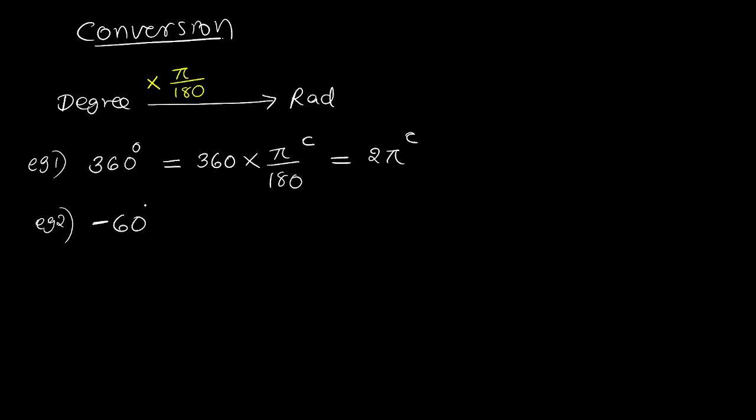Minus 60 degree to be converted to radian. A negative angle is possible, understood, because the rotation is like this: in the clockwise direction you will get a negative angle. The angle can be a positive angle or a negative angle. Anyway, degree can be converted to radian by multiplying with pi by 180.